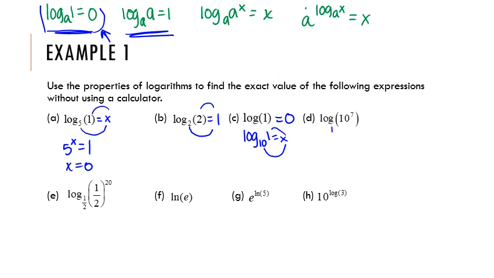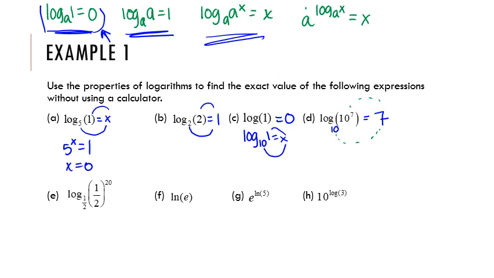For letter D, this is the same thing as log base 10 of 10 to the 7th. You can see this matches up with this third property. So that means the answer to that is just 7. Again, if you didn't have that property memorized, you could think about it. 10 to what power is equal to 10 to the 7th? Well, it has to be 7.